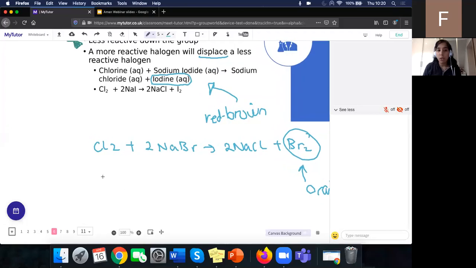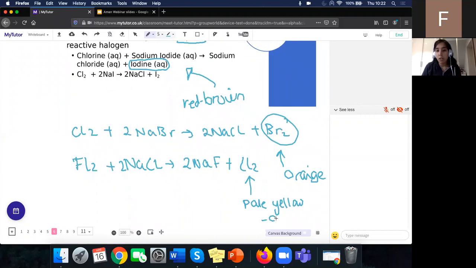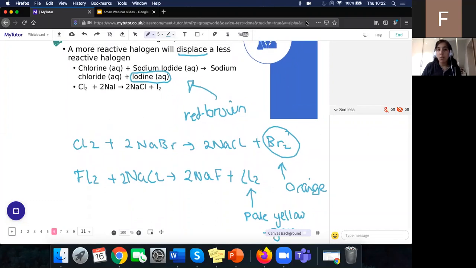And chlorine, so if we reacted fluorine with sodium chloride, we tend to form sodium fluoride because the fluorine will displace the chlorine. Fluorine is more reactive. Someone's asking me, how did I do that? I'm not sure what you mean, how did I do what? And then we'll be left with chlorine. Chlorine forms a greenish, so it's like a pale yellow green solution. So we do need to know those colors, those three colors there, and it's always dependent on what's left.